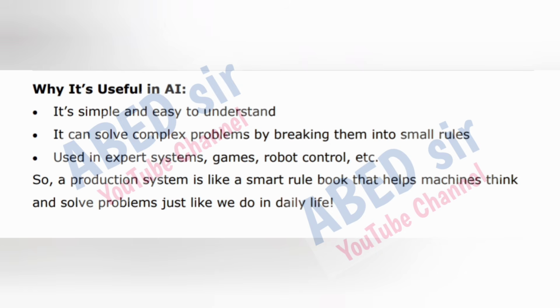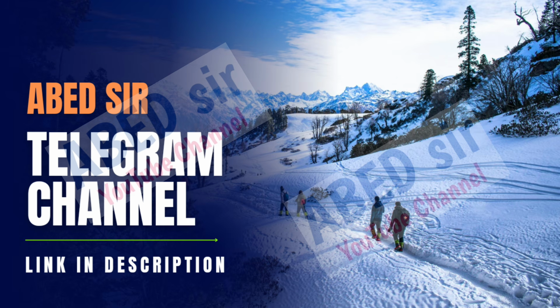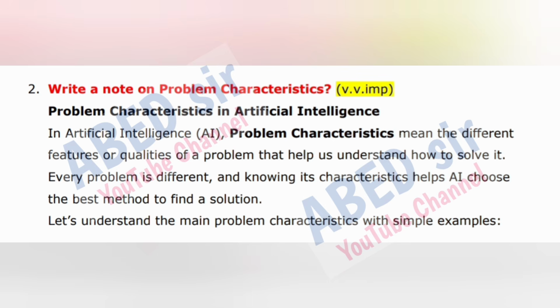do in daily life. Next important long question is: 2. Write a note on problem characteristics. Problem characteristics in artificial intelligence. In artificial intelligence, AI, problem characteristics mean the different features or qualities of a problem that help us understand how to solve it. Every problem is different, and knowing its characteristics helps AI choose the best method to find a solution. Let's understand the main problem characteristics with simple examples.